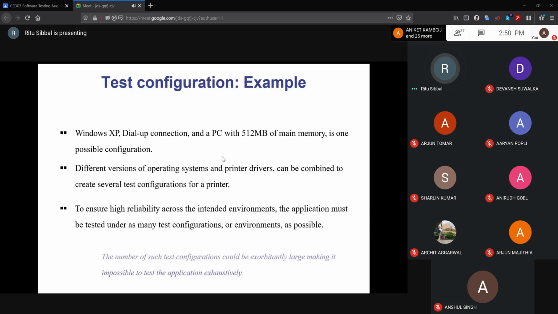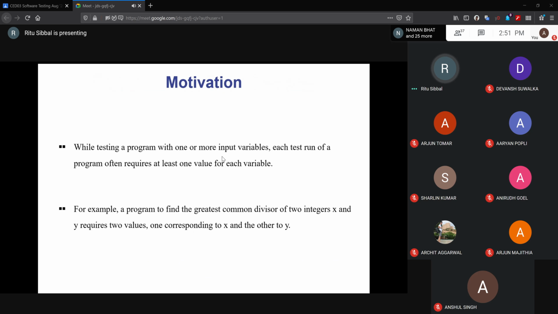So we shall now learn the techniques for deriving test configuration as well as test sets. Yes, is that clear now? Yes. Yes, ma'am. Yes, sir. All right. Now let us see the motivation for combinatorial testing.